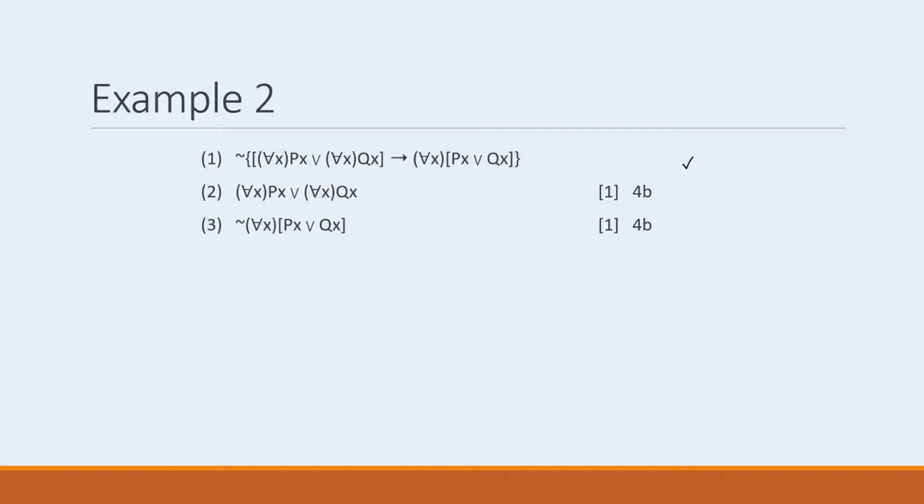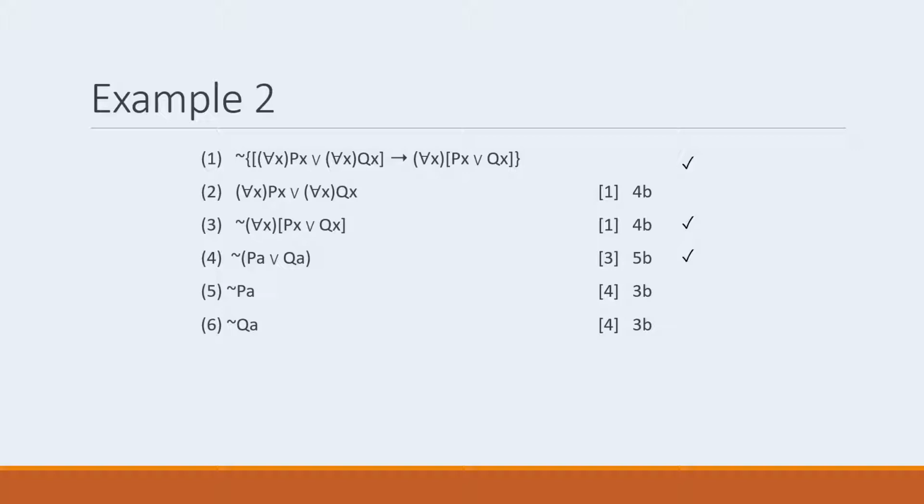Line 3, not for all x. Our not for all rule, we need to select a brand new fresh variable. We'll pick a, since we haven't used anything yet. That spends line 3. From line 4, not or, we have not p of a and not q of a. That uses up line 4.